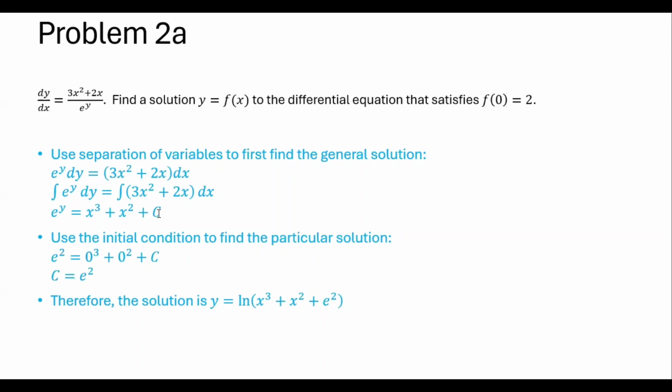Okay. We need a particular solution because they gave us the initial condition. It's not asking for the general solution. So technically, the wording of this problem is incorrect. It should be find the solution that satisfies this. But anyway, we plug in y is 2 and x is 0. And we get that c is equal to e squared. So our solution is e to the y is x cubed plus x squared plus e squared, but we need to solve for y because it asks for y equals something. So we just natural log both sides. So y is ln of x cubed plus x squared plus e squared.